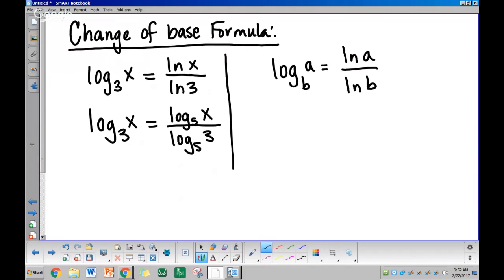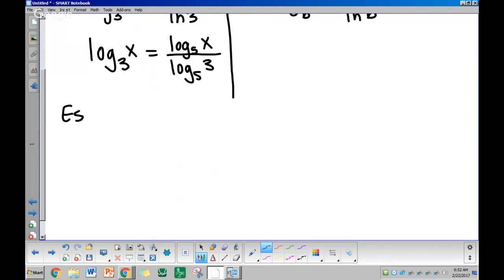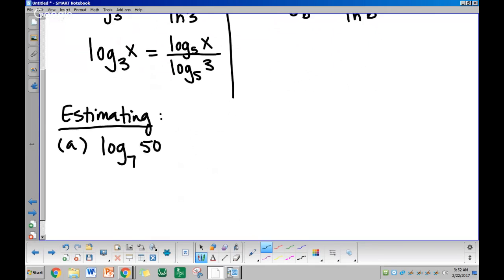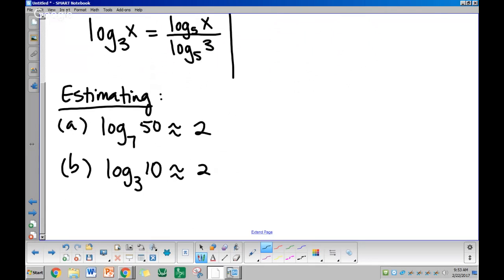Okay, so let's do some estimating. I got 2 minutes. Log base 7 of 50. What could that be approximately? Is it going to be bigger than 2? So it's about 2 though, right? Why? Because 7 squared is 49. All right, what about this one? Log base 3 of 10. That's too easy. It's going to be the same, right?